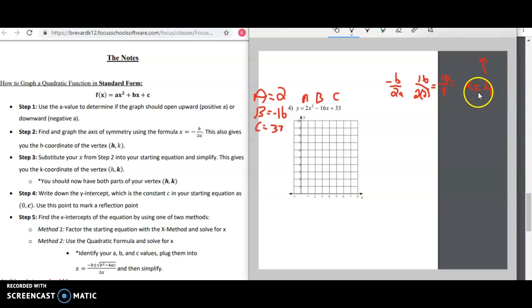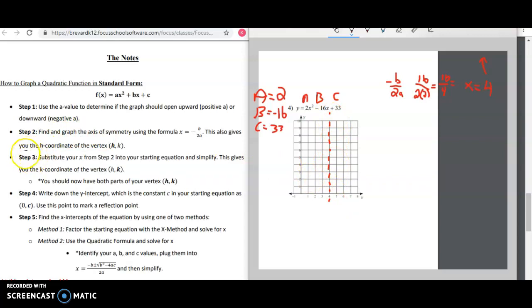I can go ahead and graph this as my axis of symmetry. So on my 4, on my x, I can put a dotted line. Axis of symmetry means everything that I graph is going to mirror that line, that dotted line there.